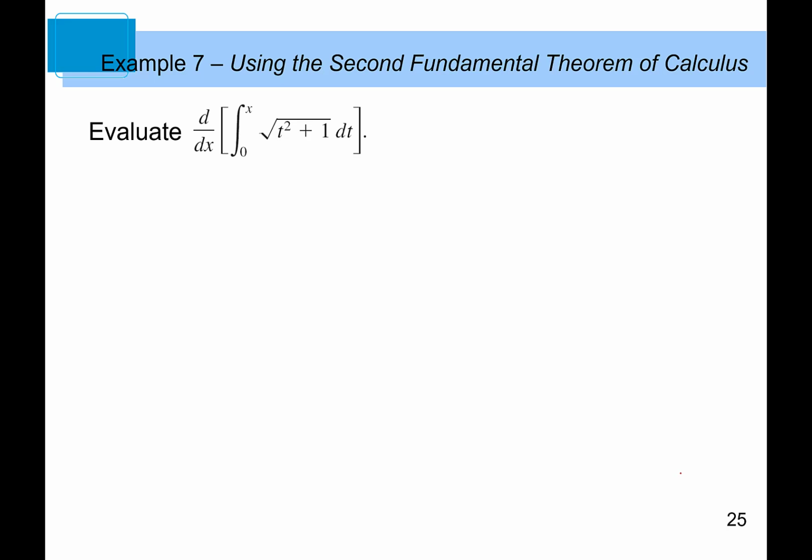Okay, so let's take a look at this example. We find the derivative of the definite integral of radical t squared plus 1 with respect to t from 0 to x. So as you can see, all you need to do is the derivative and antiderivative cancel, and you just replace t with x, so it becomes radical x squared plus 1. Just that simple. Okay, so let's find an answer using the second fundamental theorem of calculus.